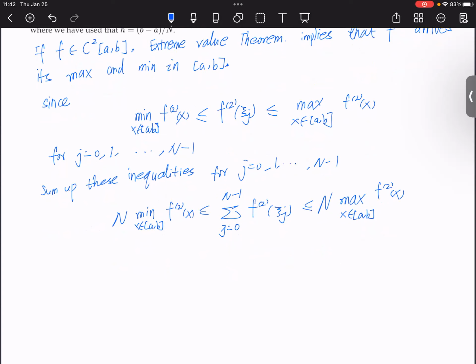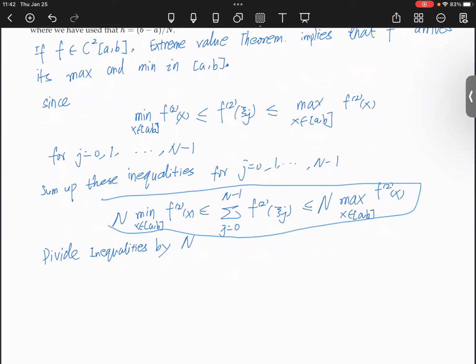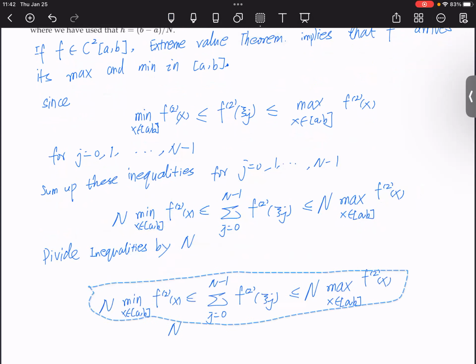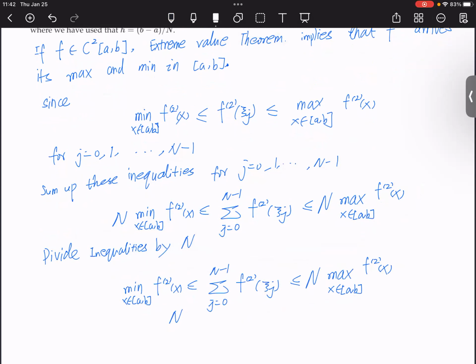So what we are going to do is divide this inequality by n. And what do we get if we divide these things by n? This one is n, divided by n it's just 1, and then 1 over n. Okay, that's something very nice.